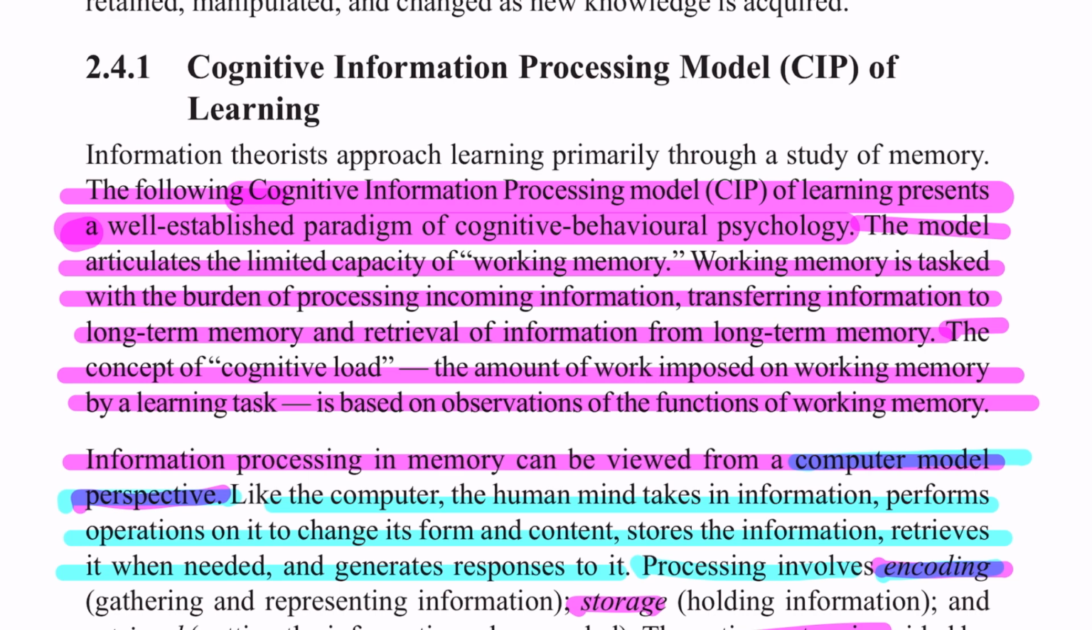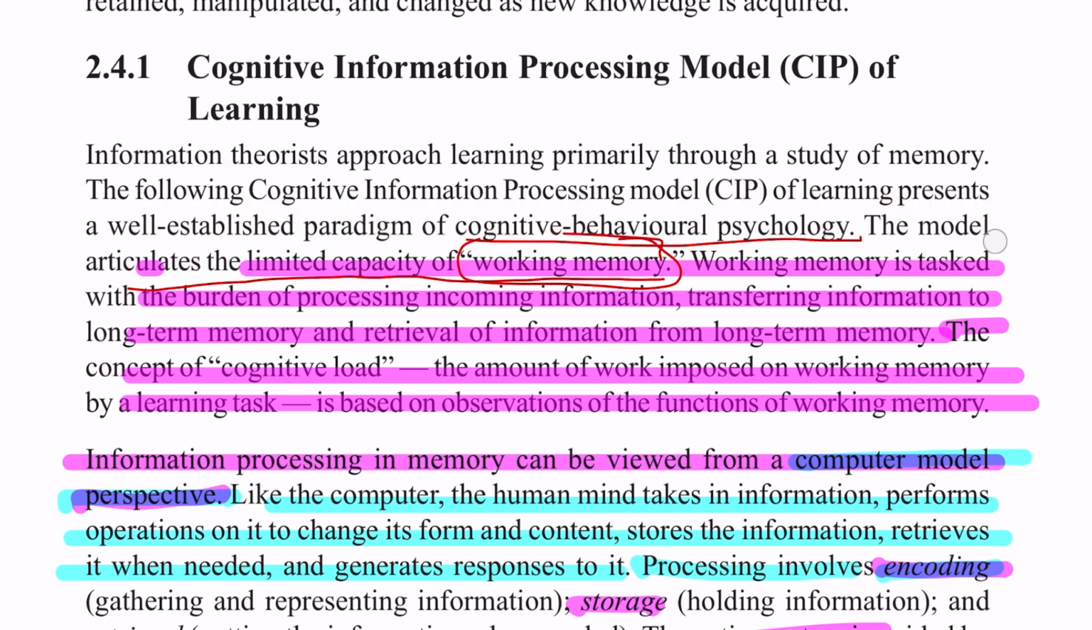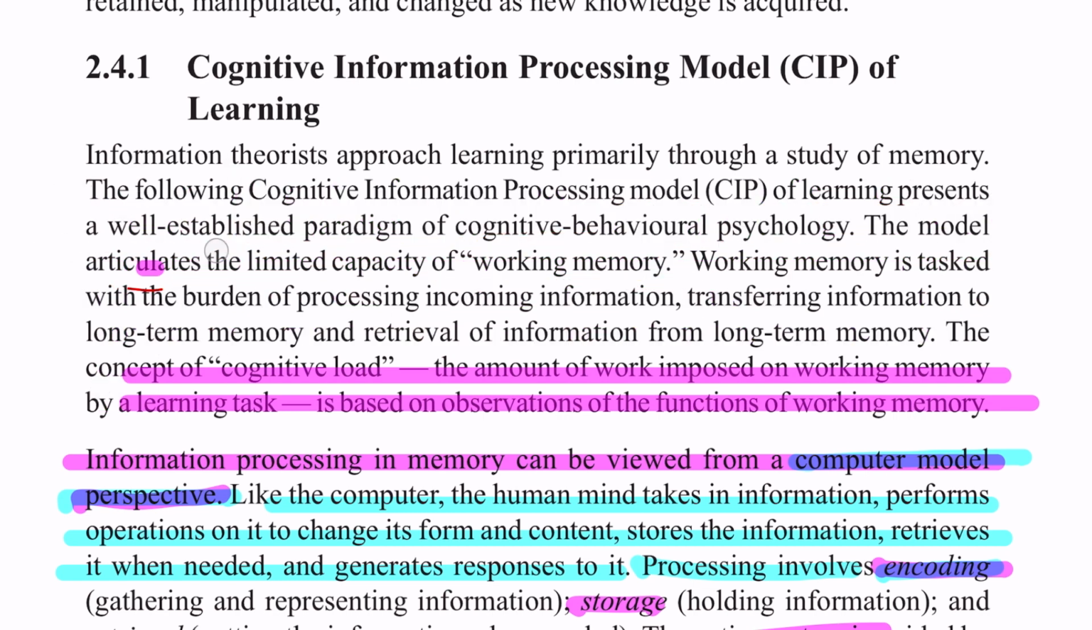The information processing theories approach learning primarily through a study of memory. The following cognitive information processing model of learning presents a well-established paradigm of cognitive behavioral psychology. The model articulates the limited capacity of working memory. Now we have to understand what working memory is. I think I told you in the last class what working memory is, but no worries, I will tell you again.